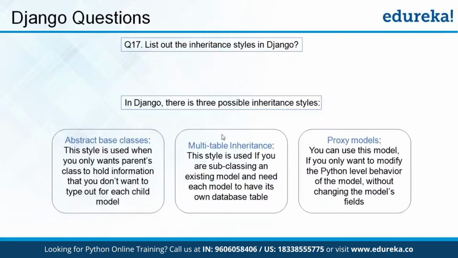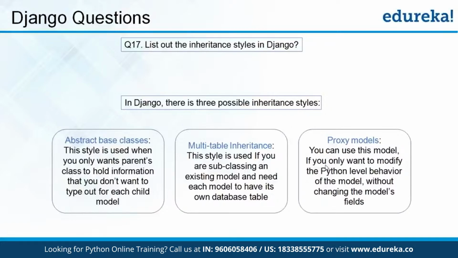But please remember one thing about multiple table inheritance. By default, it allows you to override existing functions as such, but in multi-table inheritance, it does not allow you to do that. Are you all clear on that?